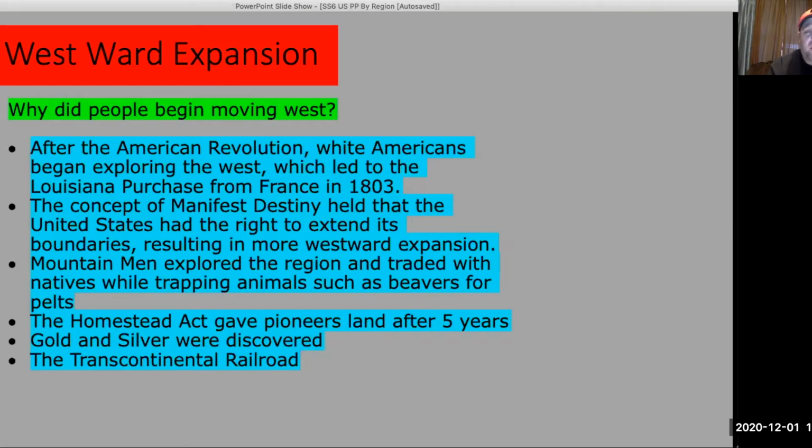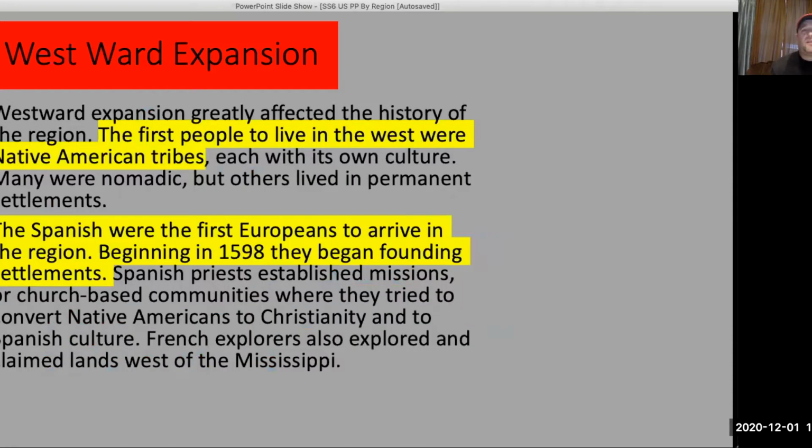The Homestead Act gave pioneers land after they lived on it for 5 years. Gold and silver were discovered. There was gold discovered in California. Colorado had its own gold rush, silver rush, and Alaska also has its own gold rush. So those are some major reasons for westward expansion. And then, of course, the Transcontinental Railroad. So let's look at each of these a little closer.